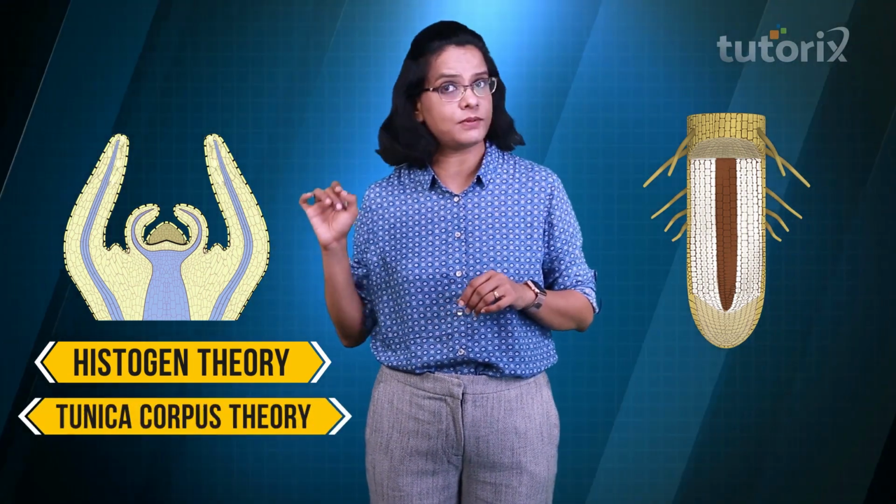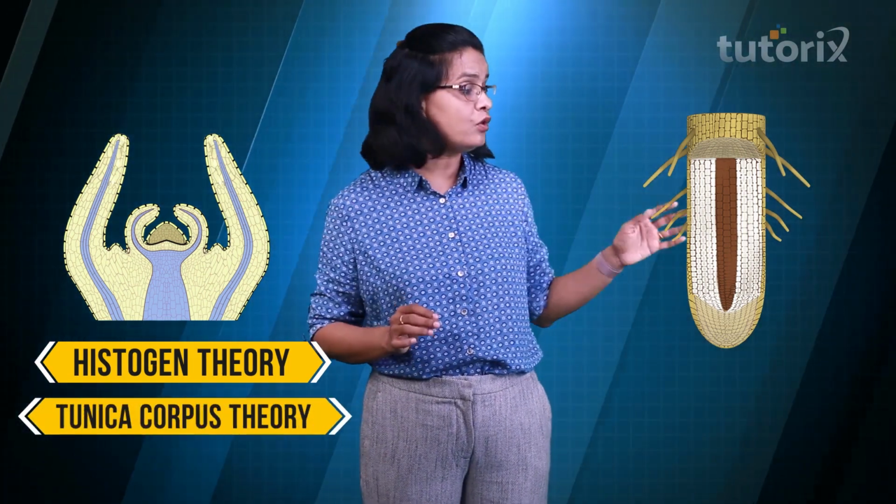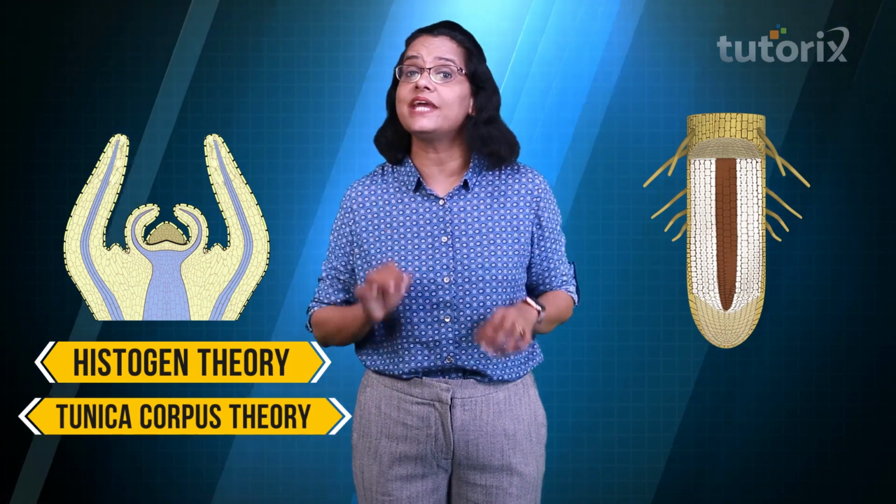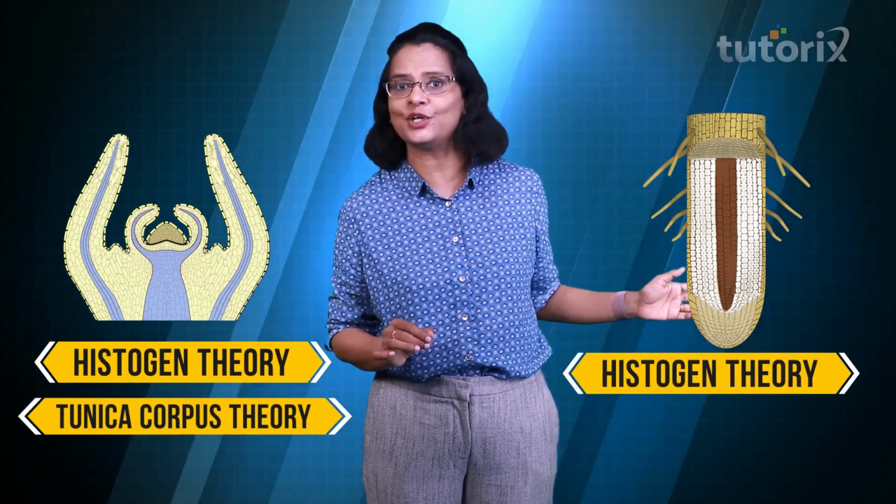Now the next point of differentiation is the explanation. So the shoot apical meristem can be explained by histogen theory and the tunica corpus theory, whereas the root apical meristem can be explained by the histogen theory only. Also, in case of shoot apex, there is no quiescent center, while the root apex has in the center of the root apex a quiescent center.